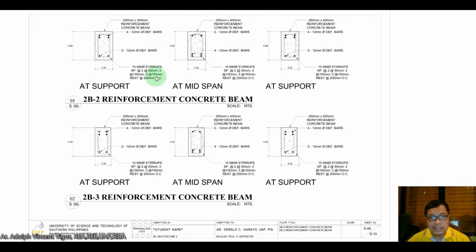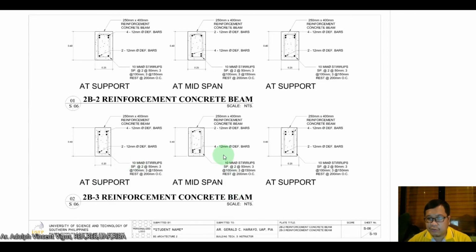Then there's also a different design for 2B-3. The difference between 2B-2 and 2B-3 is the width of the beam. Here it's the same at 0.40, but at 2B-3 it's already 0.20.